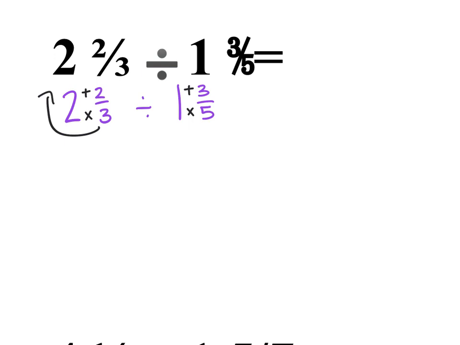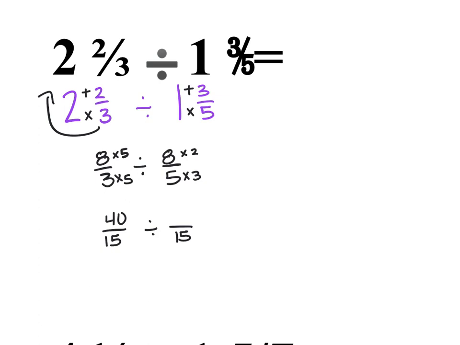So 3 times 2 is 6, plus 2 is 8. Denominator stays 3. 5 times 1 is 5, plus 3 is 8. Denominator is 5. All right, we need a common denominator. And with 3 and 5, it is 15. We need to multiply the top and bottom by 5. 8 times 5 is 40. Top and bottom by 3. 8 times 3 is 24.